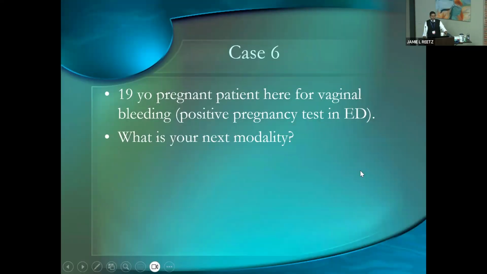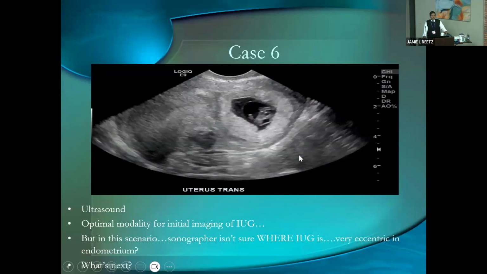Case 6, 19-year-old pregnant patient with vaginal bleeding, positive pregnancy test. And so what's our next modality? We've got to prove she's pregnant. Let's do the ultrasound. Ultrasound came out a little weird. They said it's really high up in the endometrium and off to the side. I'm not sure what's going on here. We're like, is this a tubal ectopic? And the sonographer's like, I don't know. Look at these pictures, and I'm not sure.